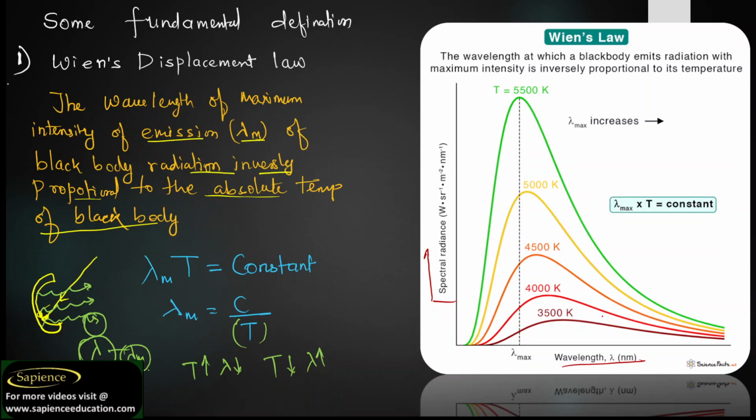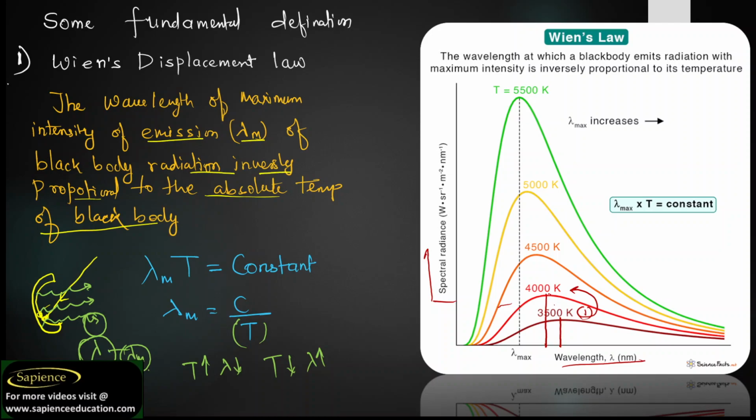So when we see that the first temperature is 3500, when the temperature is 3500, the wavelength of maximum radiance is here. Now as soon as the temperature increases from 3500 to 4000, the wavelength becomes less.